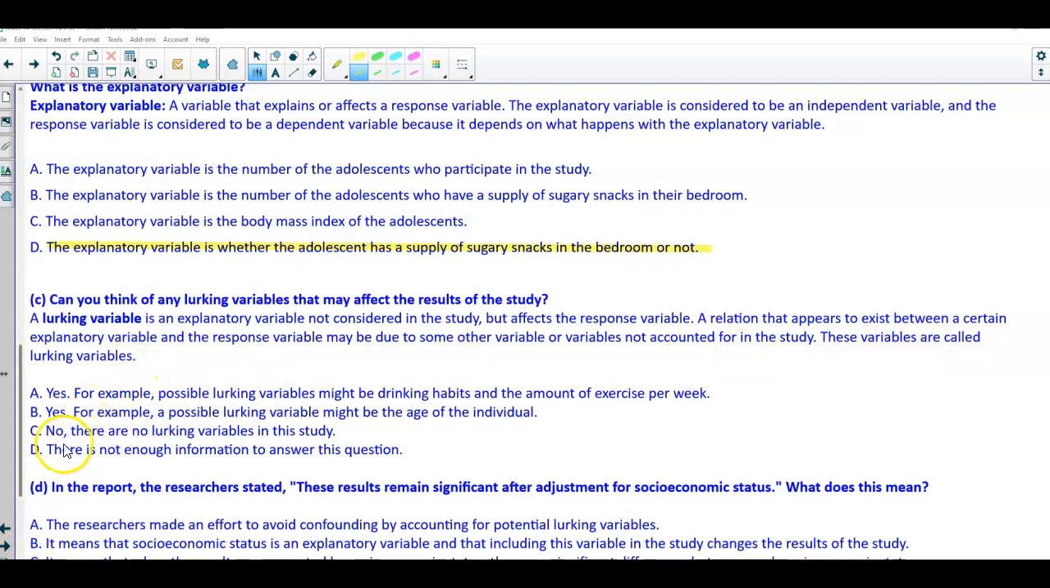So there could be. So we would say, no, we're going to eliminate C because it says that's not true and there is not enough information to answer the question. There actually is. So it's either going to be A or B. So yes, for example, the possible lurking variables might be drinking habits and the amount of exercise per week. That can affect the body mass index. And part B says a possible lurking variable might be the age of the individual. That's not the case because we picked out the specific age. So therefore, the answer is going to be A.